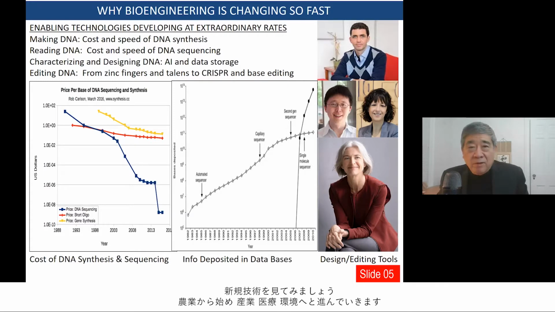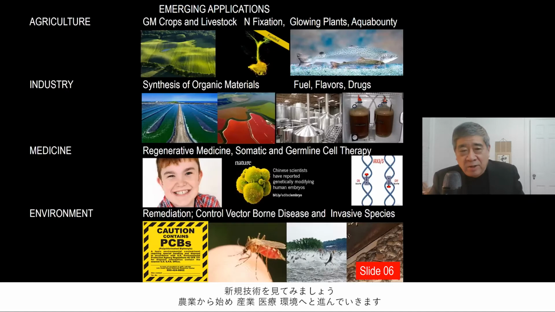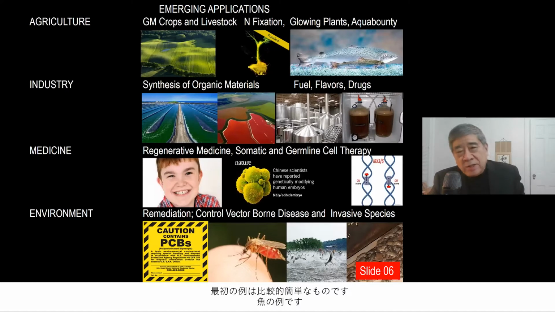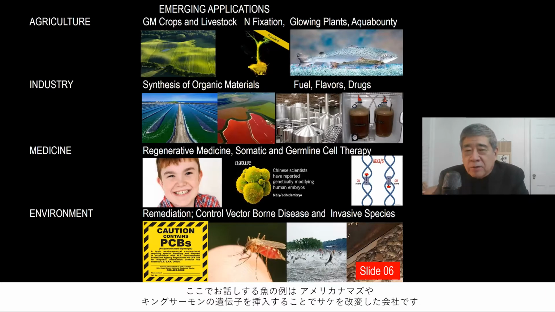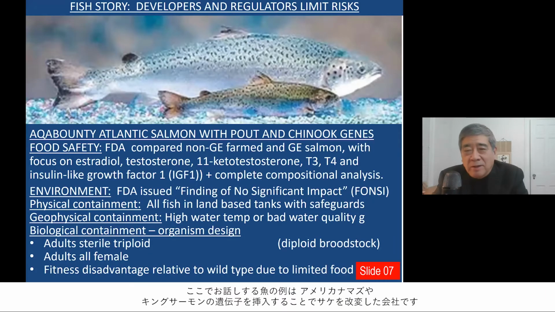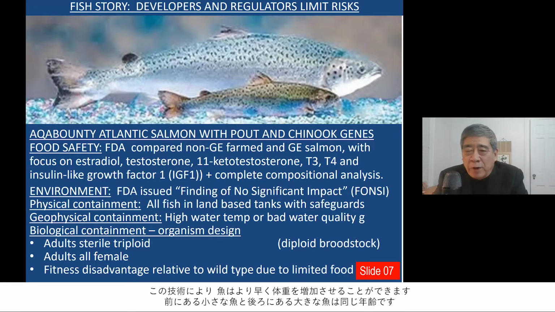So if we turn to emerging applications, we're going to start with ag and go to industry and medicine and environment. And again, the first example is a relatively easy one. It's fish. So our fish story here is one of a company that modified salmon by inserting genes from pout and chinook. And the idea was to help the fish put on weight more rapidly. The skinny little fish in the foreground and the big fish in the background are the same age. And the alterations, allowing the fish to grow continually and year-round, worked in terms of weight gain.